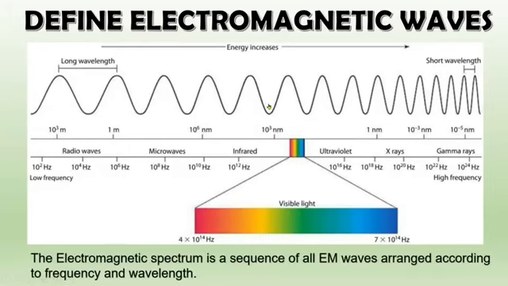The electromagnetic spectrum is a sequence of all electromagnetic waves arranged according to frequency and wavelength. As you can see from this illustration, from this point to this point, we call it the wavelength. The wavelength decreases from left to right and increases from right to left. On the other hand, the energy and the frequency increase from left to right and vice versa.